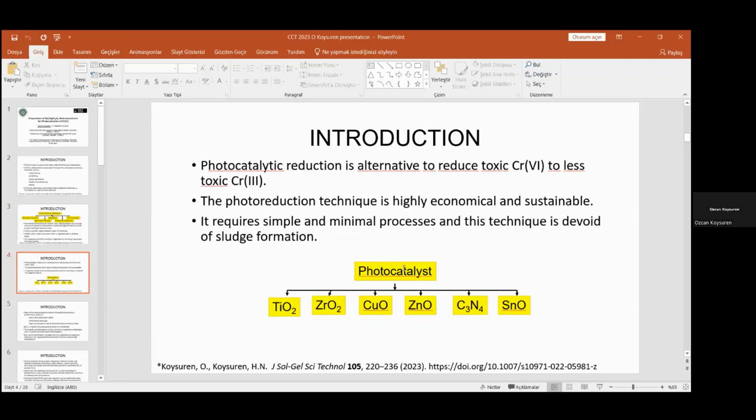To remove chromium-6 by using the photoreduction technique, we need a photocatalyst. There are several photocatalysts utilized in the literature, like titanium dioxide, zirconia, copper oxide, zinc oxide, carbon graphite, carbon nitride, and tin oxide. This technique is a simple process and it requires minimal processes. It is devoid of sludge formation. It's also an economical and sustainable process.